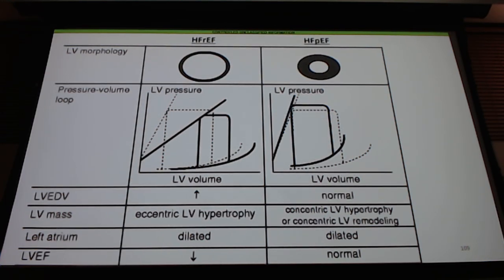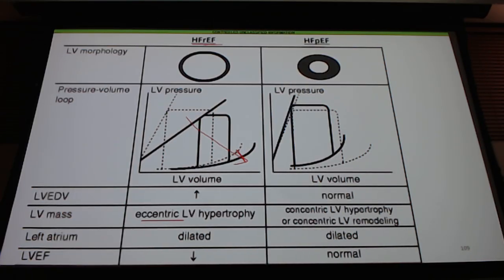And ultimately what happens in HFrEF, where you get that eccentric hypertrophy, you're able to tolerate a larger volume, but you're not generating as powerful of a squeeze, and you can see that pressure loop going down and to the right. So you can tolerate a higher preload, but you can't generate a more powerful squeeze, and so what ends up happening is your end systolic volume is going to be much higher than it should normally be, because you're not getting rid of the volume that's there.